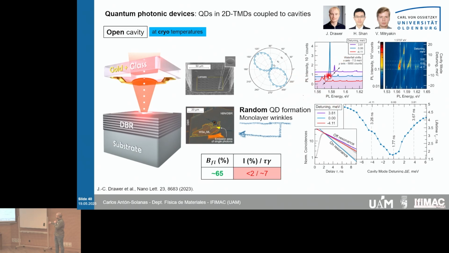When the cavity is in resonance with the dot, we get a high intensity, and we also see a decrease of the lifetime, obtaining quite a high first lens brightness, so the probability of finding a photon here, but the indistinguishability is super, super low, which we attribute to probably electron noise around the dot.